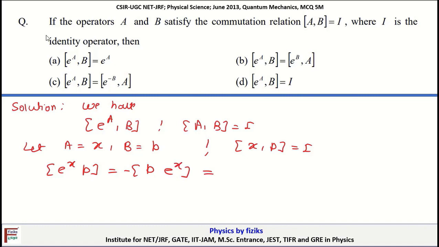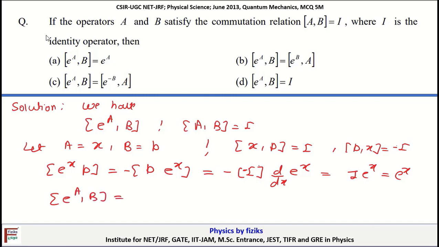Now this can be written as minus the commutator of p and x. In general, if [x, p] is equal to I, this would be minus I, because here we would be having the commutator of p with x, so this term would be minus I. Using our calculation, here I would be having I del by del x of e to the power x, which is turning out to be I e to the power x, or is equal to simply e to the power x, where I have used the property. So we can simply write it down, [e^A, B] is nothing but equal to e^A.